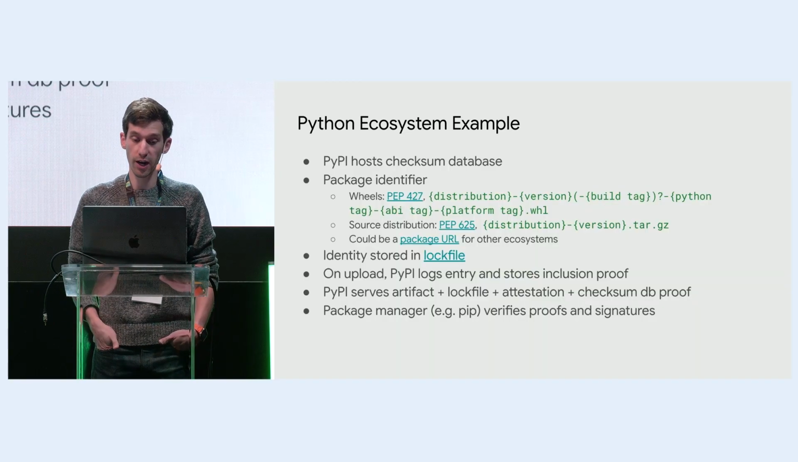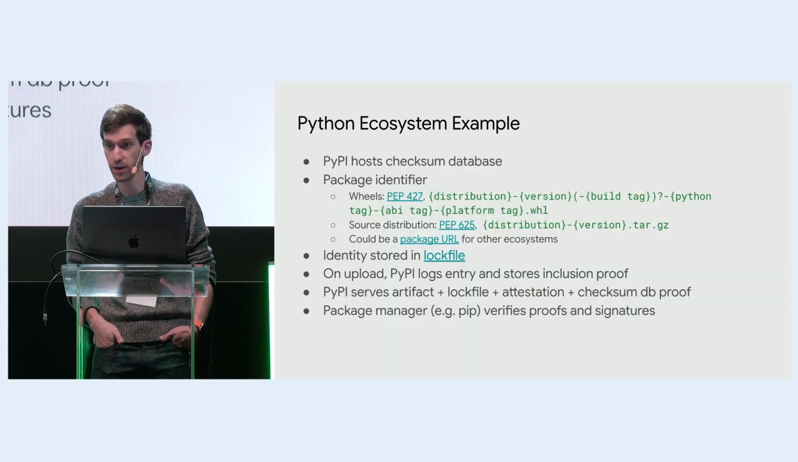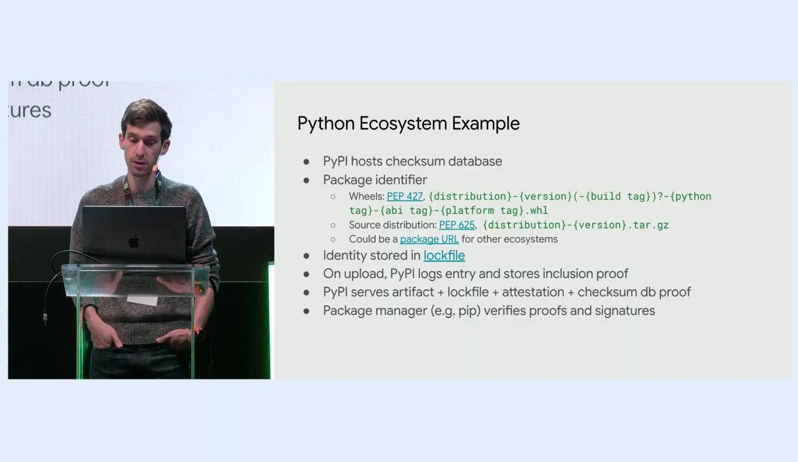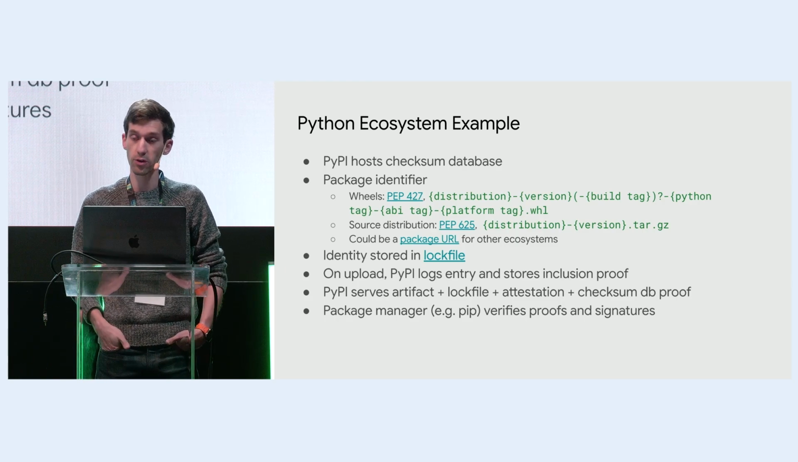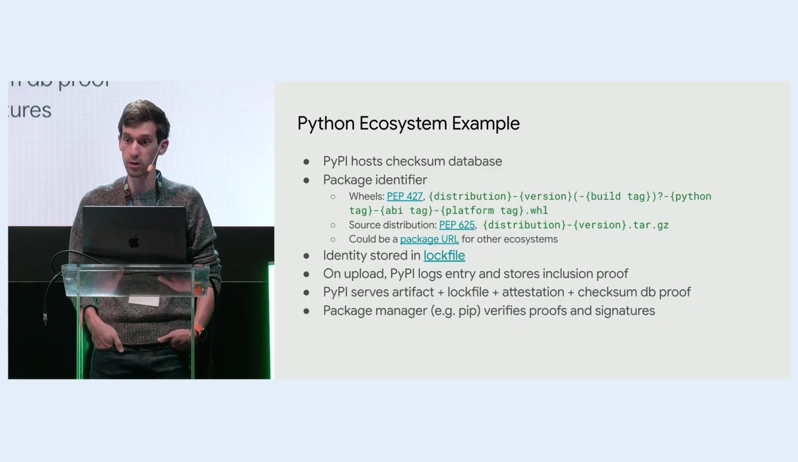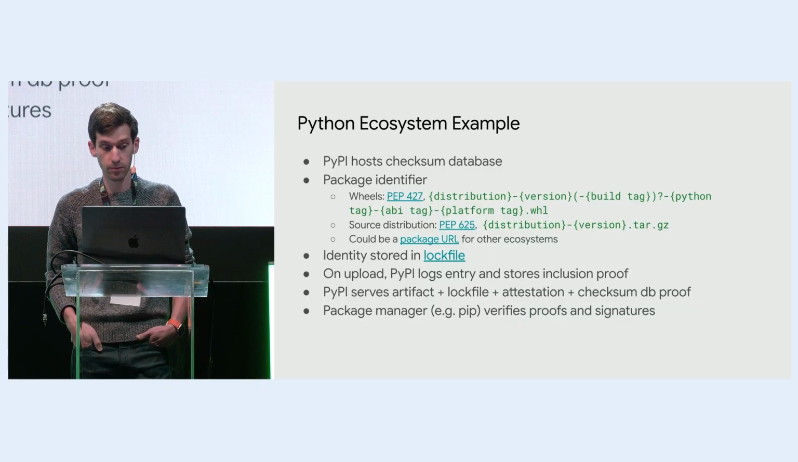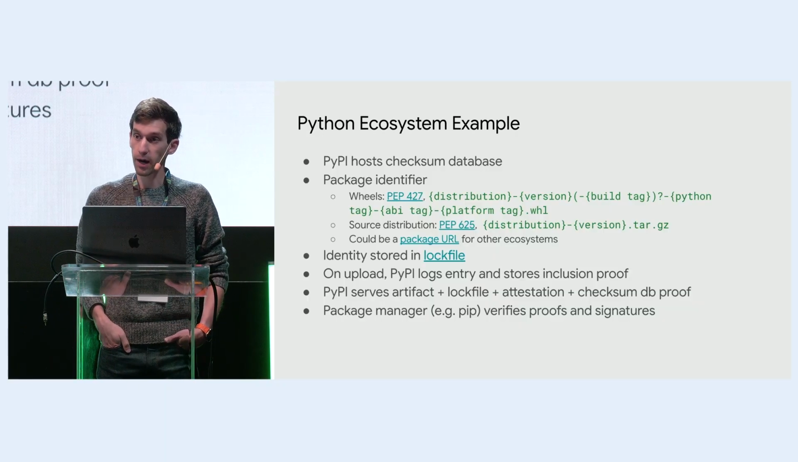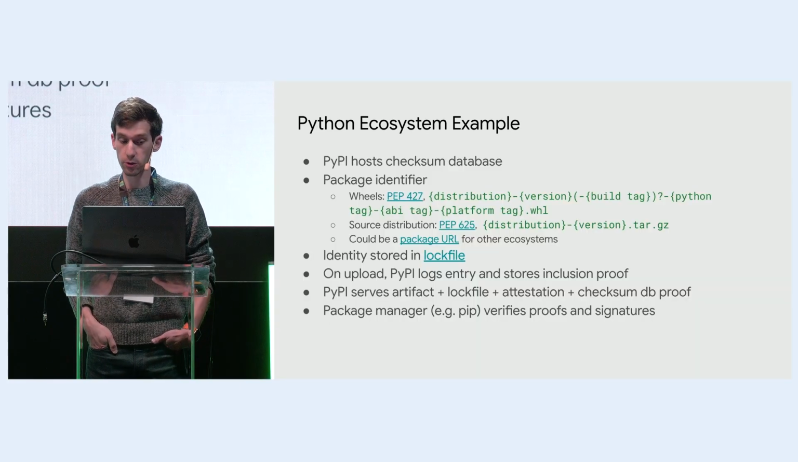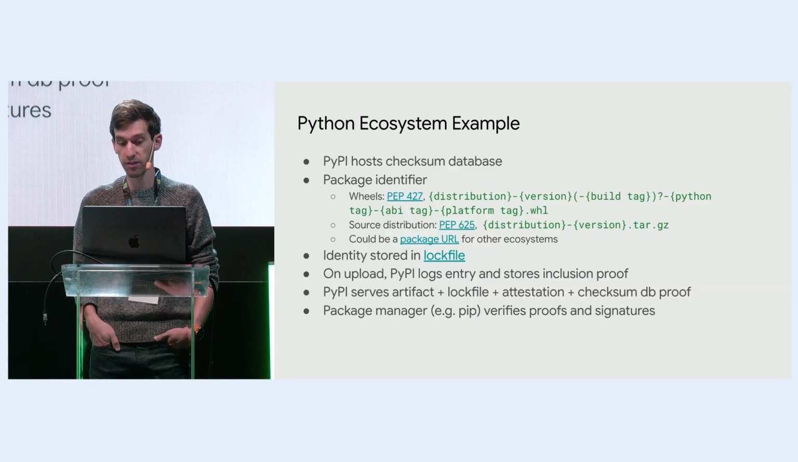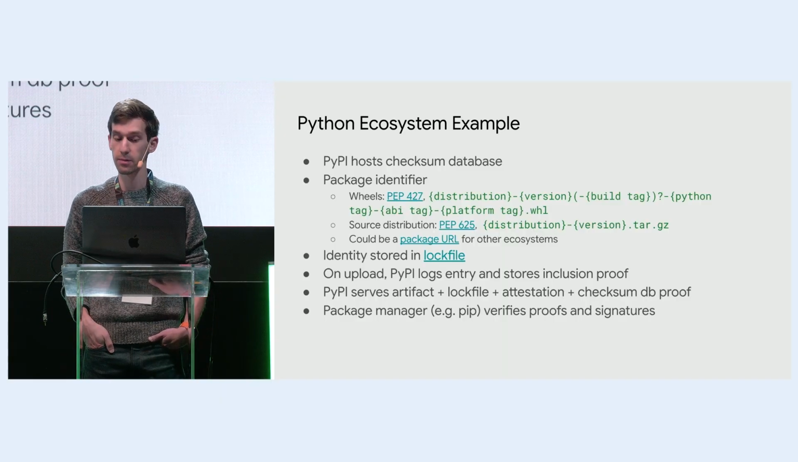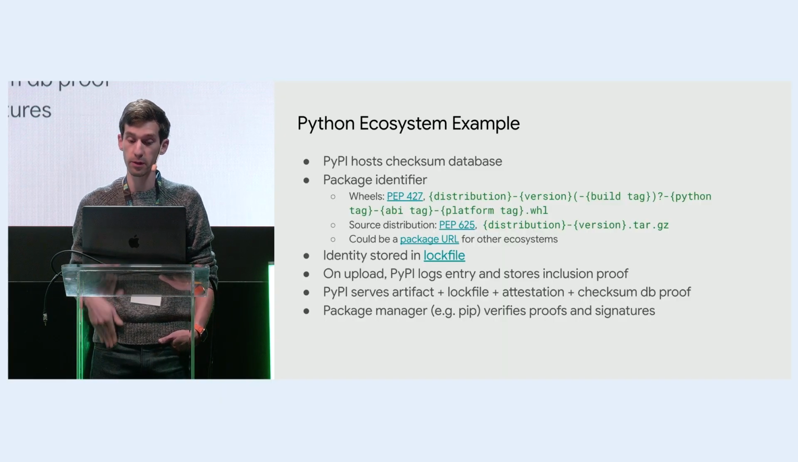Users do need to know which identity. Again, this identity will be present in the checksum database, but they need to know which identity should be used to verify this. So for Python, we'll ship this in a lock file, which also contains all of the dependencies for rebuilding an artifact. On upload, PyPI will log an entry and store this inclusion proof. And then whenever an artifact is requested, PyPI will serve the lock file, the attestation, and this checksum database proof. And then a package manager will be responsible for verifying all the proofs and signatures.